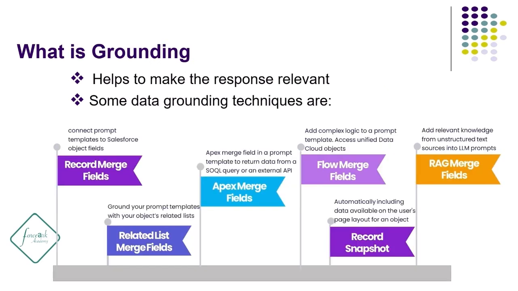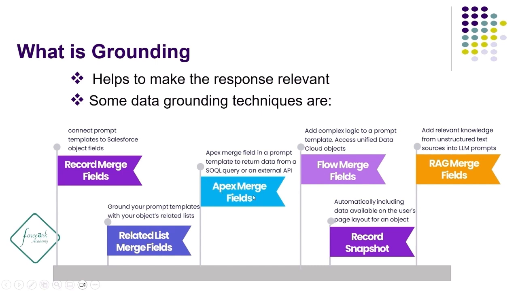Then we have discussed making a relevant response using a prompt. How do we make the response relevant? By grounding. Grounding helps to make the response relevant by adding information to the prompt. Some grounding techniques include record merge fields. The Salesforce data has different records such as accounts, opportunities, leads, etc. So we connect these records to the template for the LLM to use. And we can also connect the related lists under the profile.